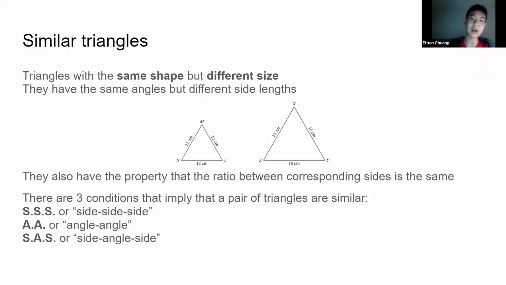If you see in this diagram, I have two equilateral triangles. They all have angles of 60 degrees, but the side lengths are different. The first triangle has a side length of 12 centimeters. The second triangle has a side length of 18 centimeters. So they're not congruent because the sides aren't the same, but they're similar because they're the same shape.